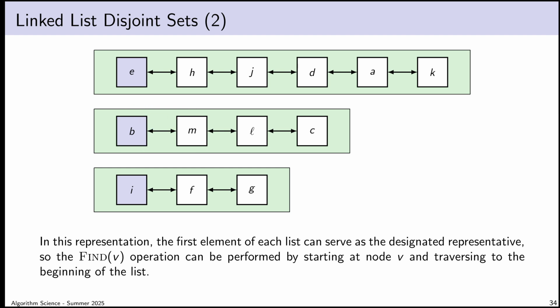If I ask you for the representative of B, you try and walk forwards, you realize you're already at the front, and so the answer is B. So I just adopt the convention that the first element of my list is always my representative. Okay, so now the question is, how do I do a merge?